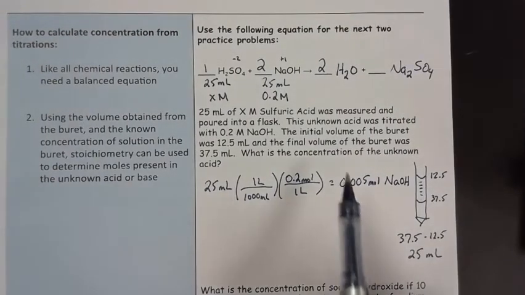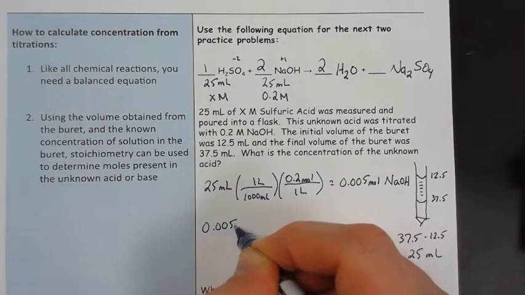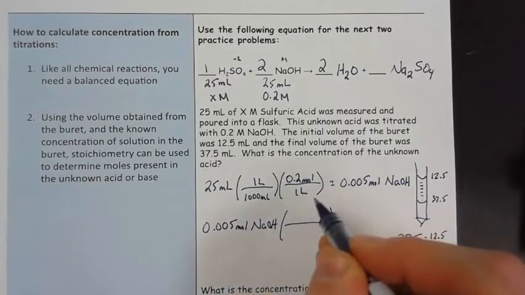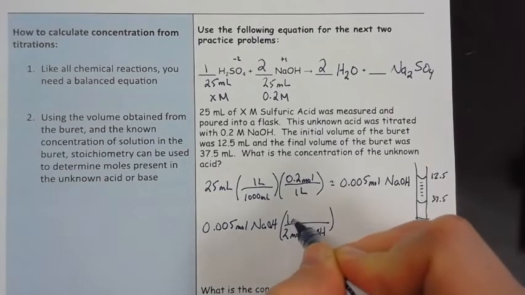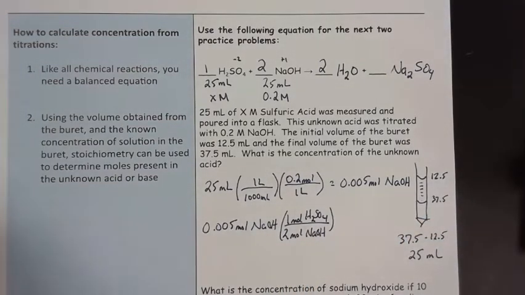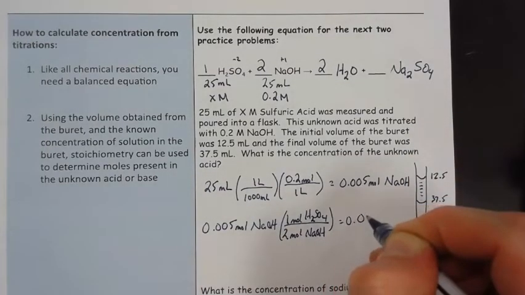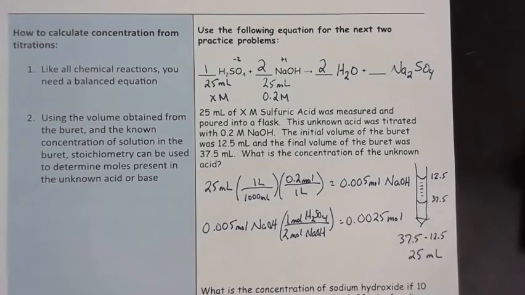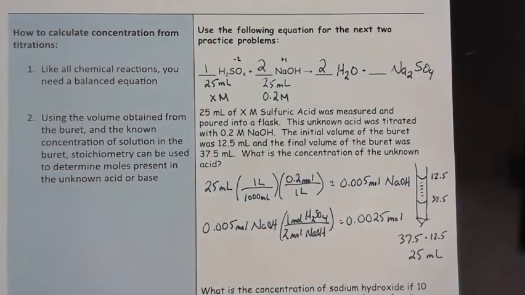Well, once we have moles of anything, we can use that balanced equation to convert. So 0.005 moles of sodium hydroxide for every 2 moles of NaOH, we need 1 mole of H2SO4. So 0.005 divided by 2 is equal to 0.0025 moles. And now we've got the number of moles and the volume that the H2SO4 had that number of moles in.